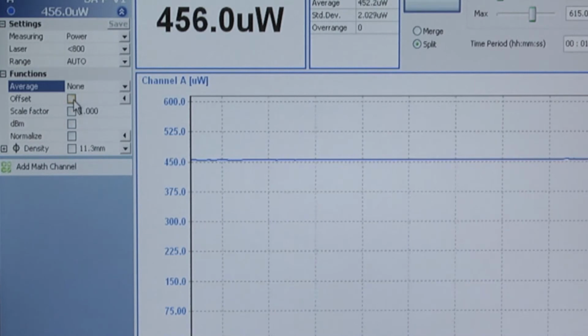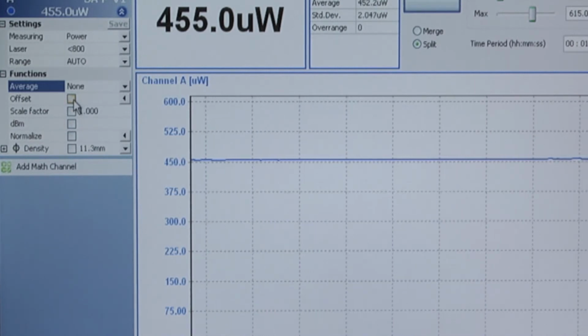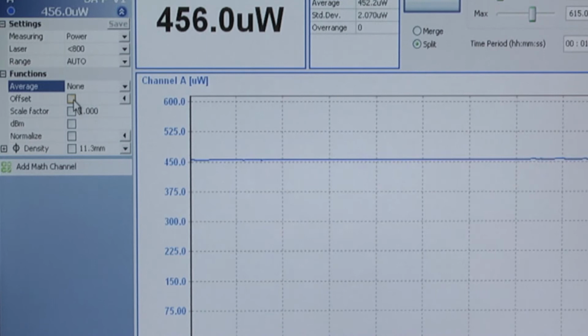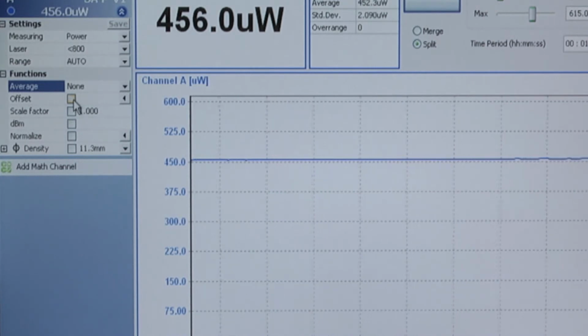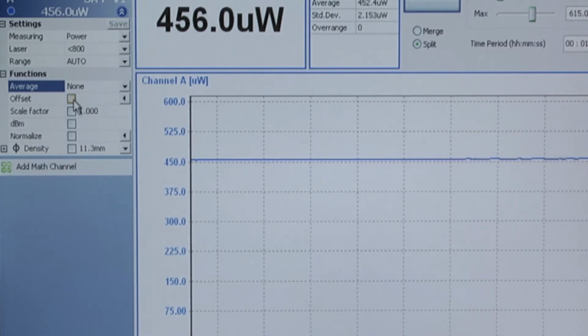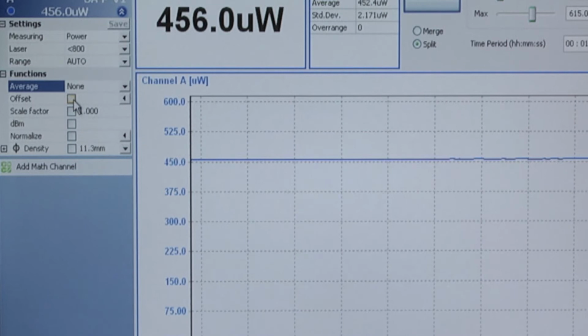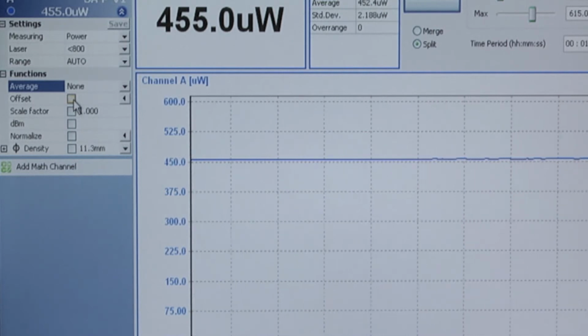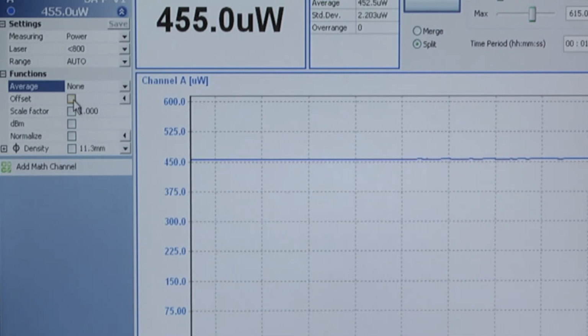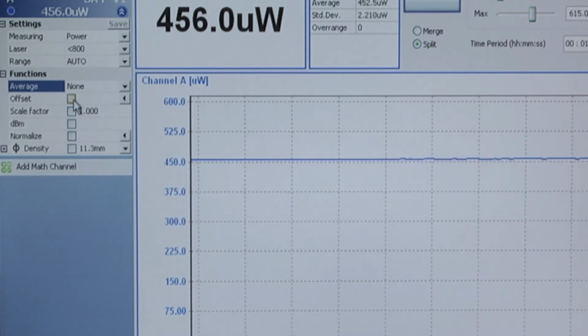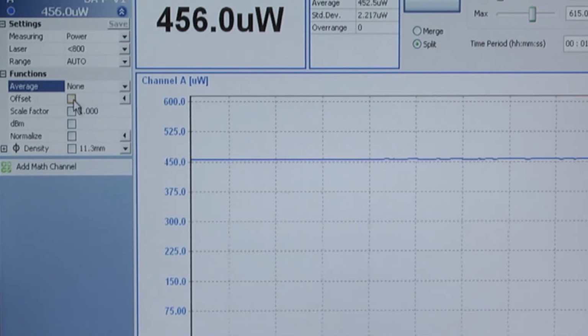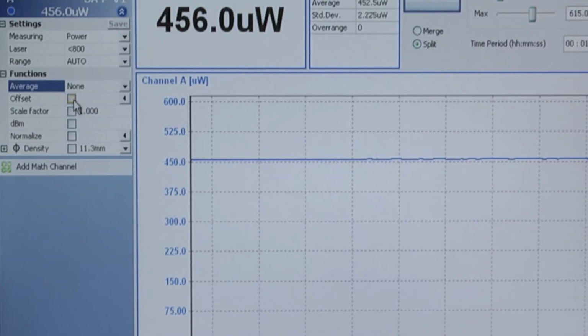Offset allows us to subtract out any constant background light level. For example, if we're measuring low power lasers in a room where there is background light that could affect the reading, we could temporarily block the laser, and then when we click offset, from all further measurements, we will subtract the background light until we deselect offset.